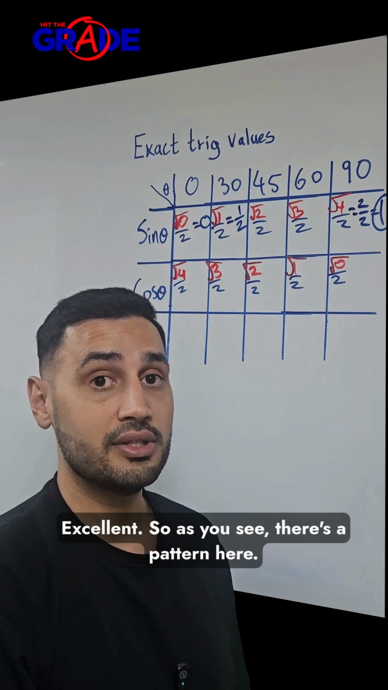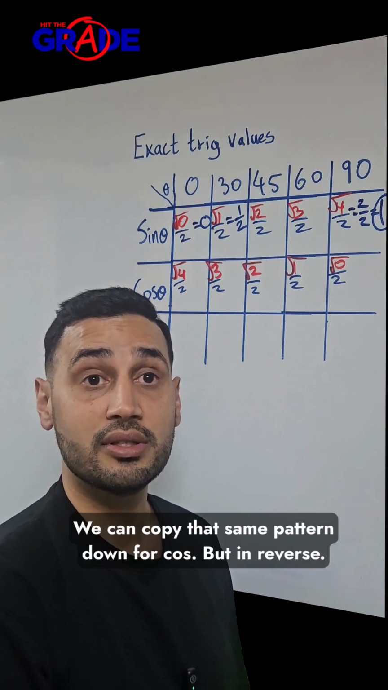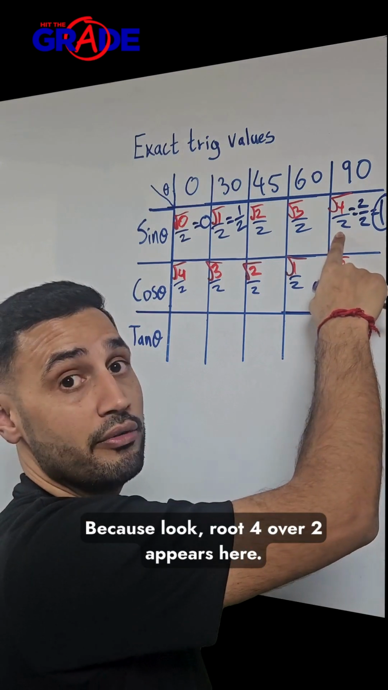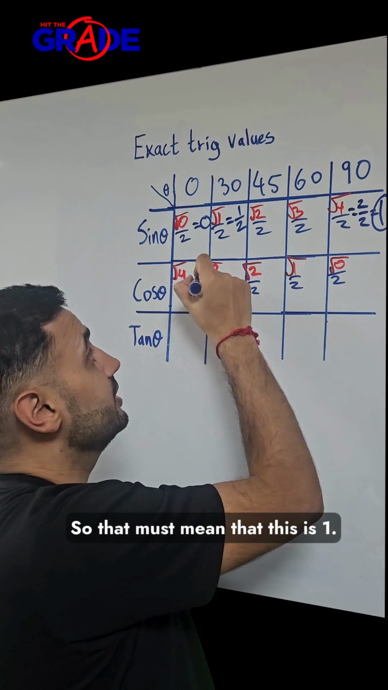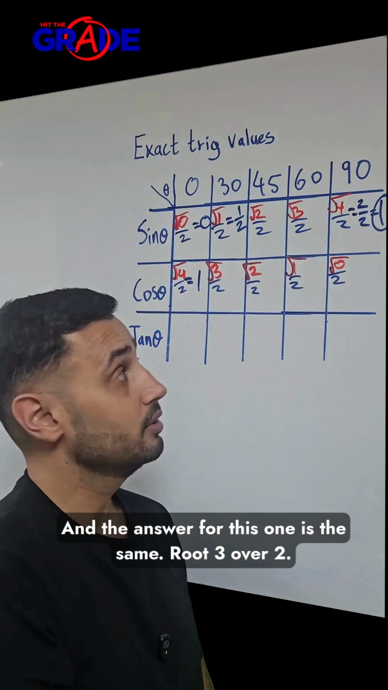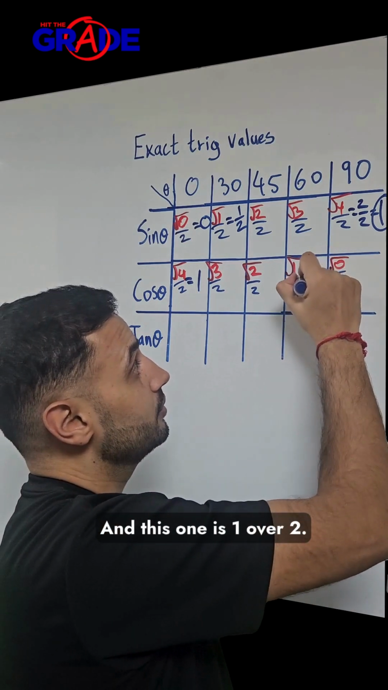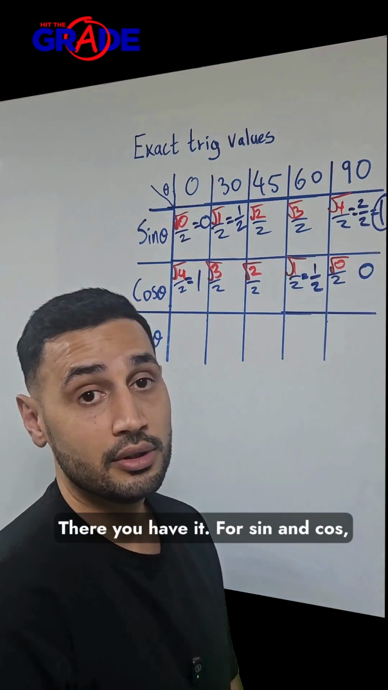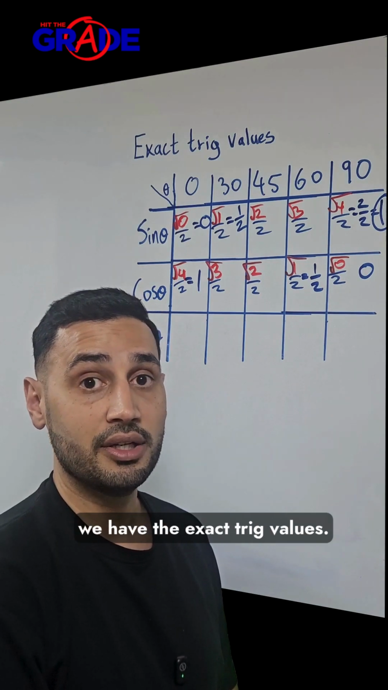Excellent. So as you see, there's a pattern here. We can copy that same pattern down for cos, but in reverse. Because look, root 4 over 2 appears here, root 4 over 2. So that must mean that this is 1. And the answer for this one is the same, root 3 over 2, root 2 over 2, and this one is 1 over 2. And this one is a 0. There you have it. For sine and cos, we have the exact trig values.